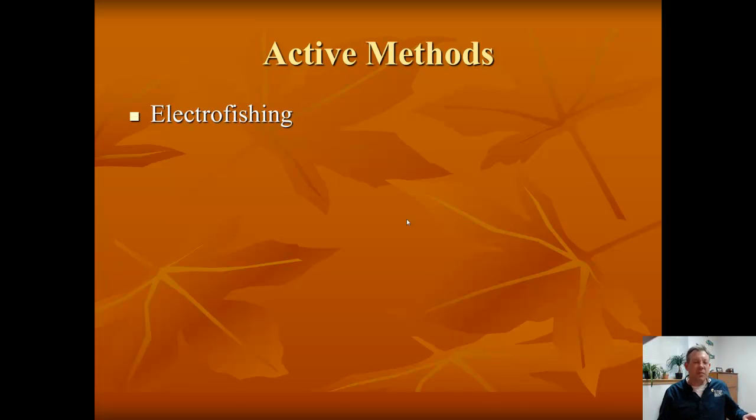The next active method that I'm going to talk about is electrofishing, which is one of the more common ones. And it works so well because it has the least amount of bias. There's bias to electrofishing, but not as much as, say, with gill nets. Your gill nets are going to be biased against certain size classes.